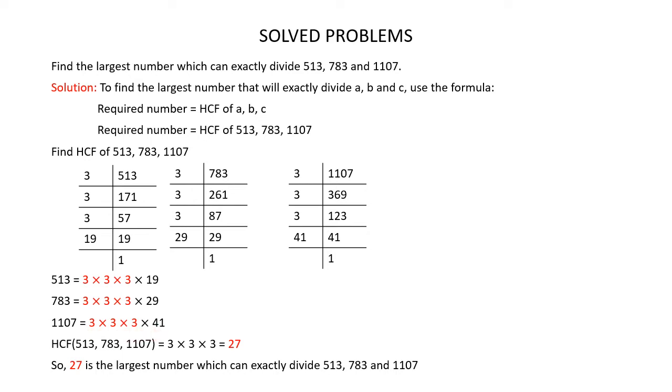Now when you look at all these factors, you'll notice that 3, 3 and 3 are the common factors. So HCF of 513, 783 and 1107 is equal to 3 multiplied by 3 multiplied by 3, which is 27. So 27 is the largest number which can exactly divide 513, 783 and 1107 without leaving any remainders.